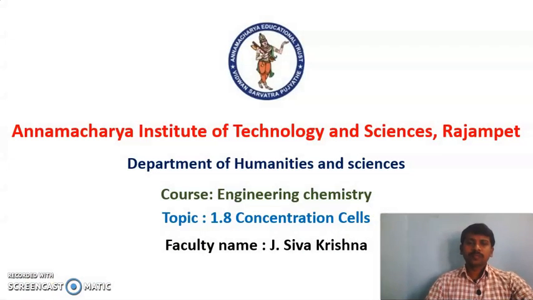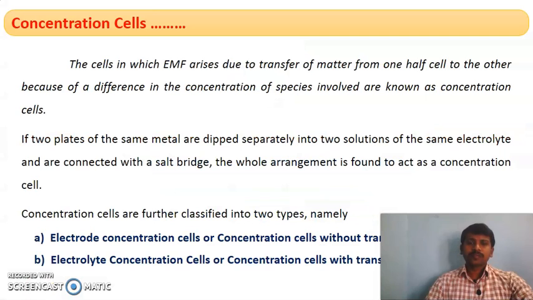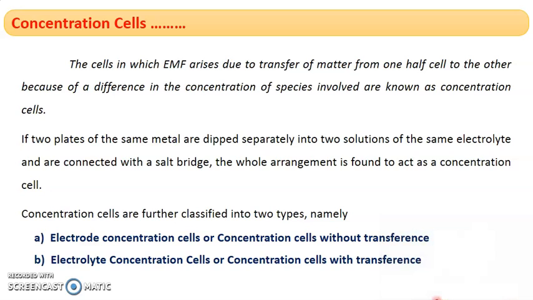Welcome to the session. In this session, I am going to talk about concentration cells and their types. So, concentration cells. Concentration cells are one type of galvanic cells. Galvanic cells, we know very well, contain two different electrodes dipped in respective electrolytic concentrations. And concentration cells are one type of that.